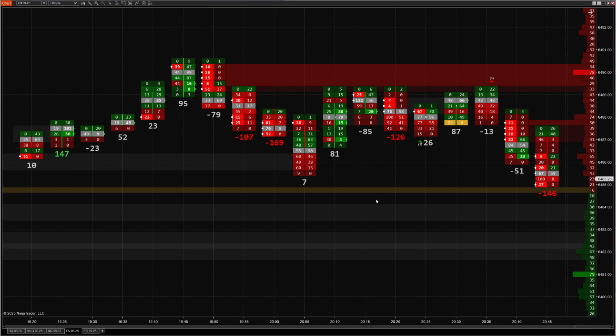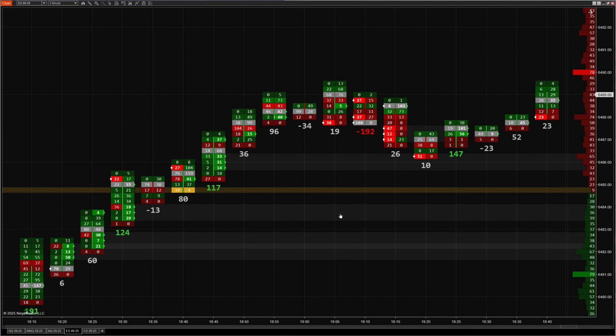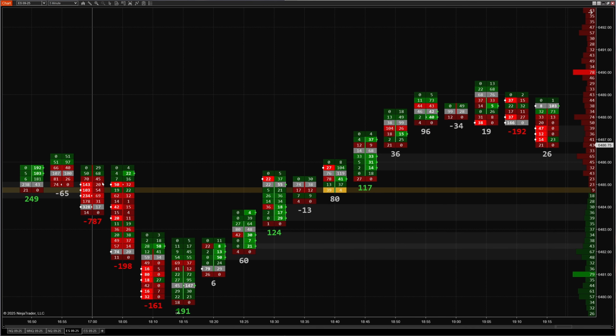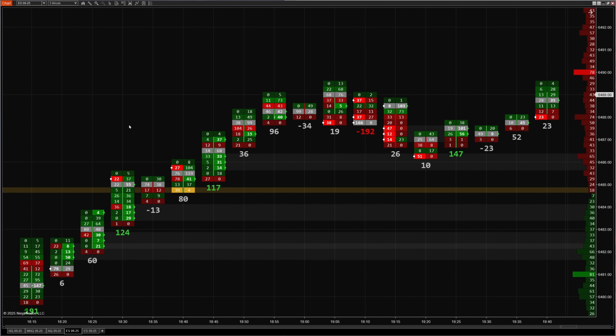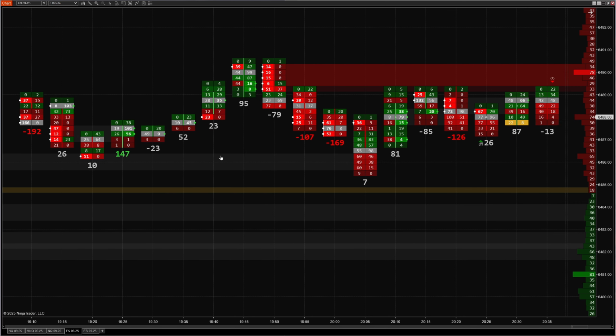Now, something I really want to see, this would not have been my ideal setup because you started getting the negative delta as we were already coming down. I prefer to see, as the market's going up, that negative delta sequence, kind of like what we saw down here. The market was going down and we saw the delta starting to build more positive. So let's see if we can find another situation like that.